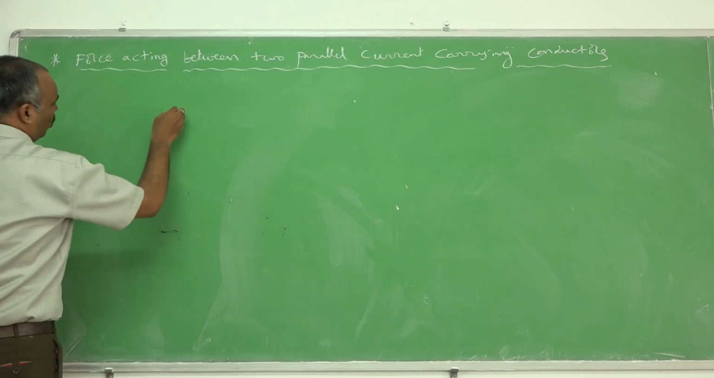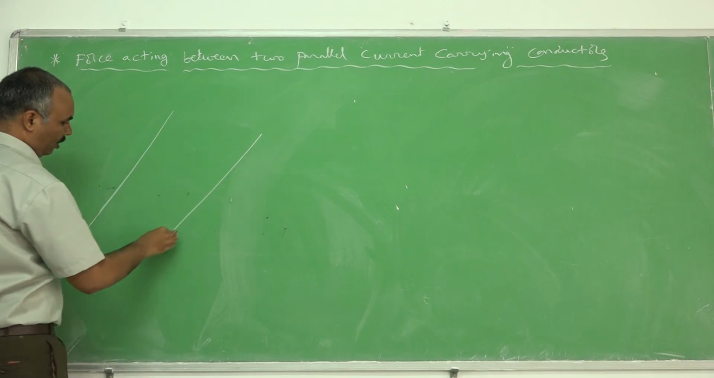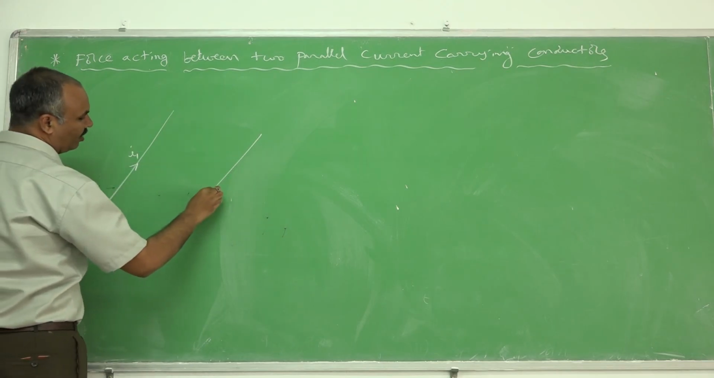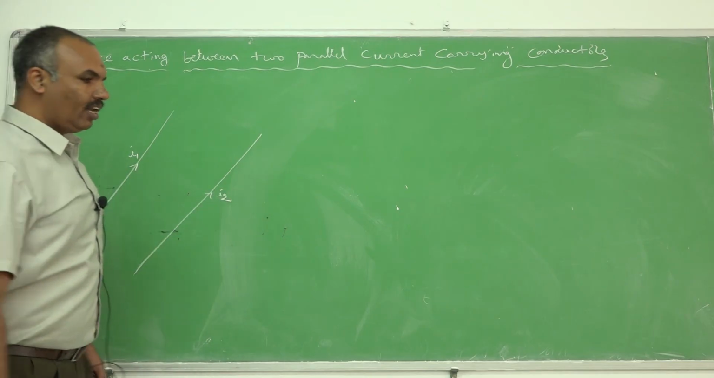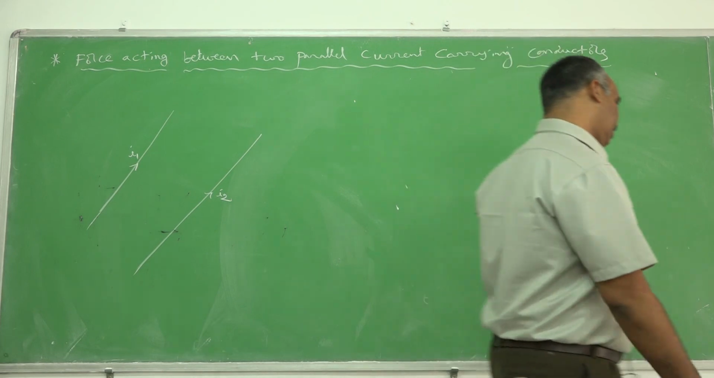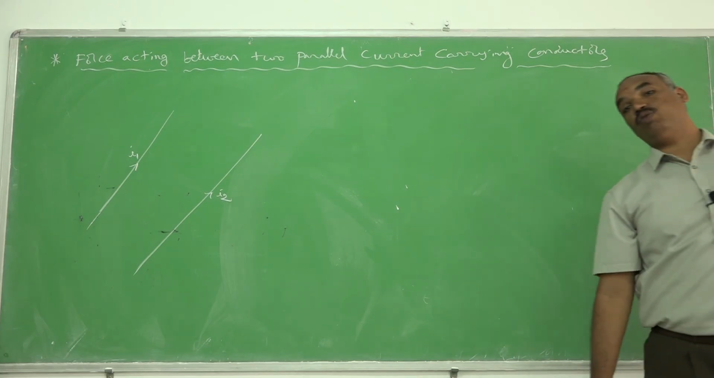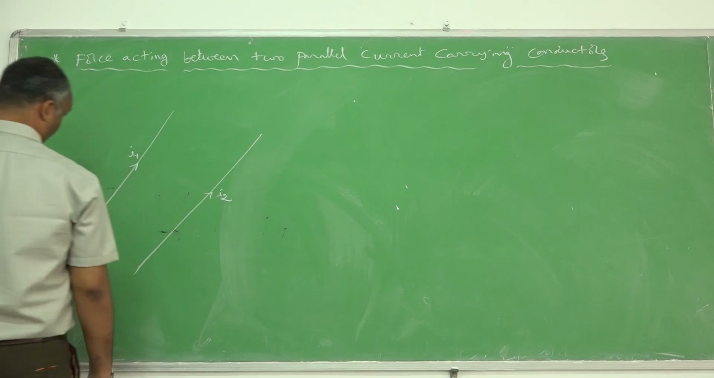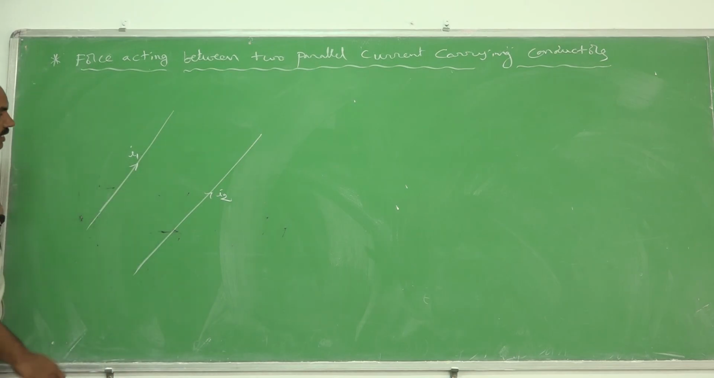Suppose there are two conductors, they are parallel to each other. The first conductor is carrying a current I1, the second conductor is carrying a current I2. Is there any force acting between them? If so, what is the magnitude of that force? What is the nature of that force? Nature in the sense, is it attractive force? Is it repulsive force? All these ideas we need to discuss.